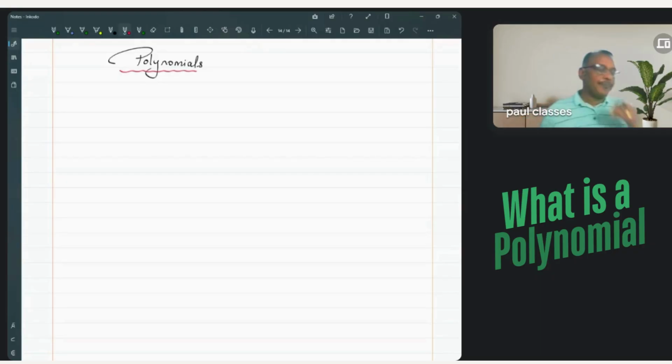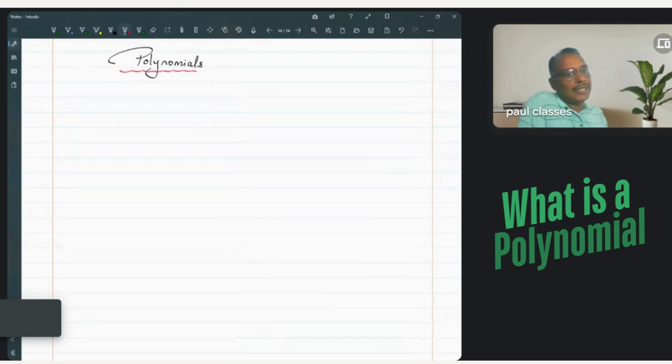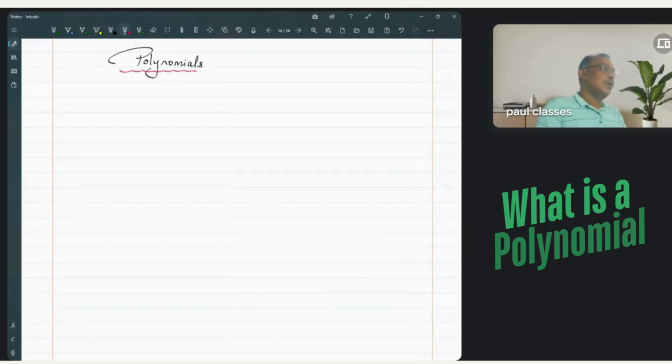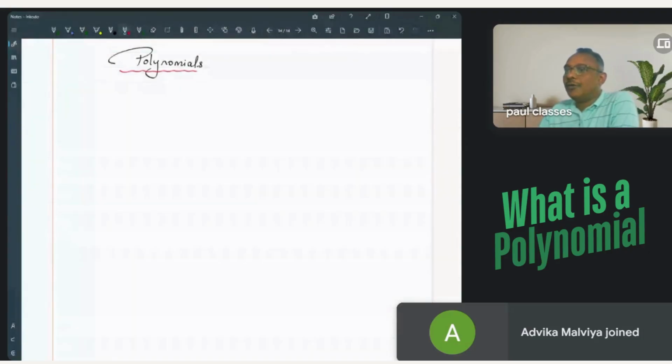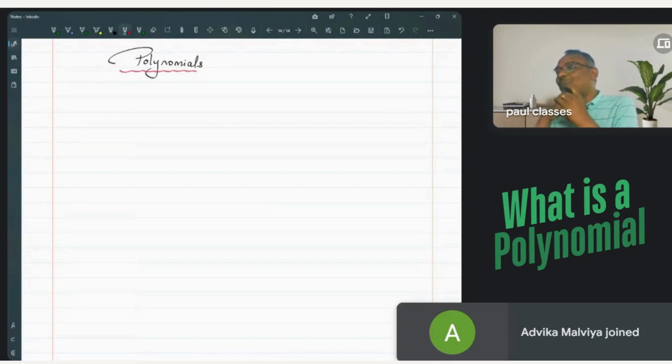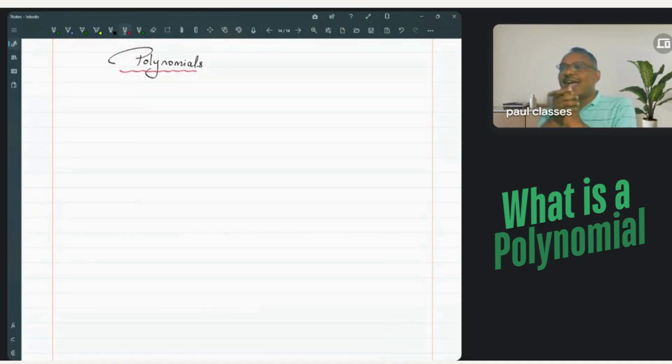Tell me, what is a polynomial? You've studied polynomials in 10th standard. What is a polynomial? Okay, it is an algebraic expression. Now, your next question: what is the difference between a polynomial and an algebraic expression?